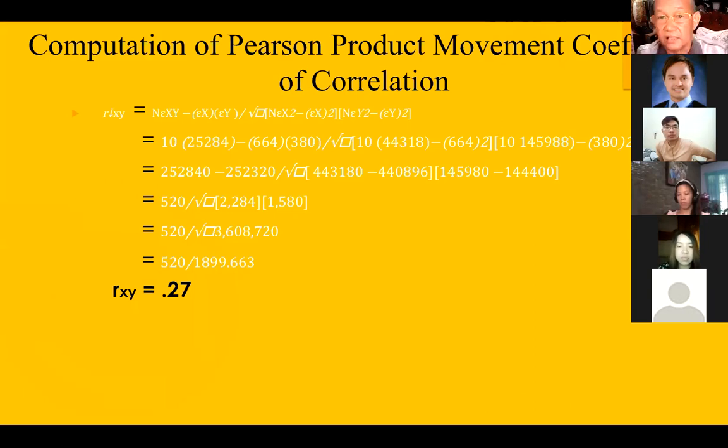If you trace it, you can see the values in the table. You will get a correlation coefficient equal to 0.27. So, just as an example, what do we mean by a correlation coefficient equal to 0.27?